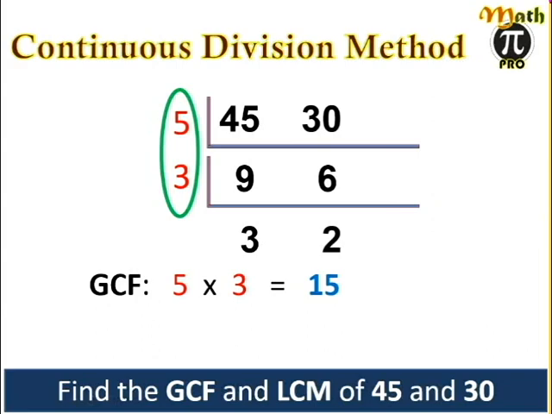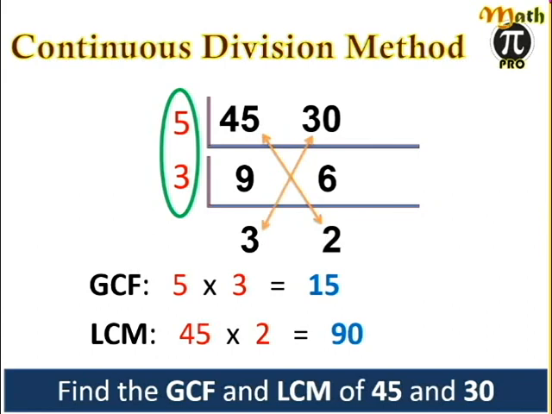So for LCM, we can again get the product of these two diagonal numbers. 45 times 2 will give you 90. So that's the LCM. Or you can get the product of 30 and 3, which will also give us the same product, 90.